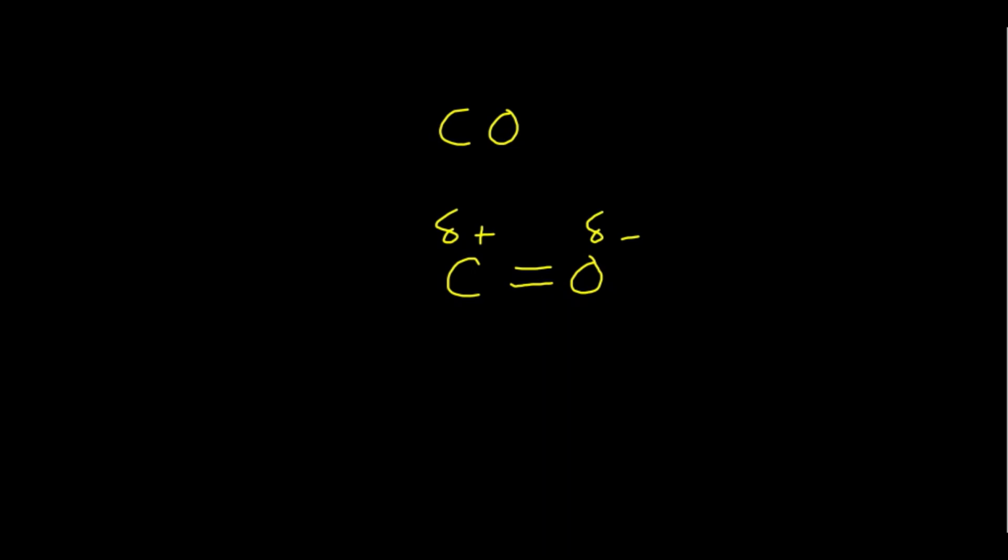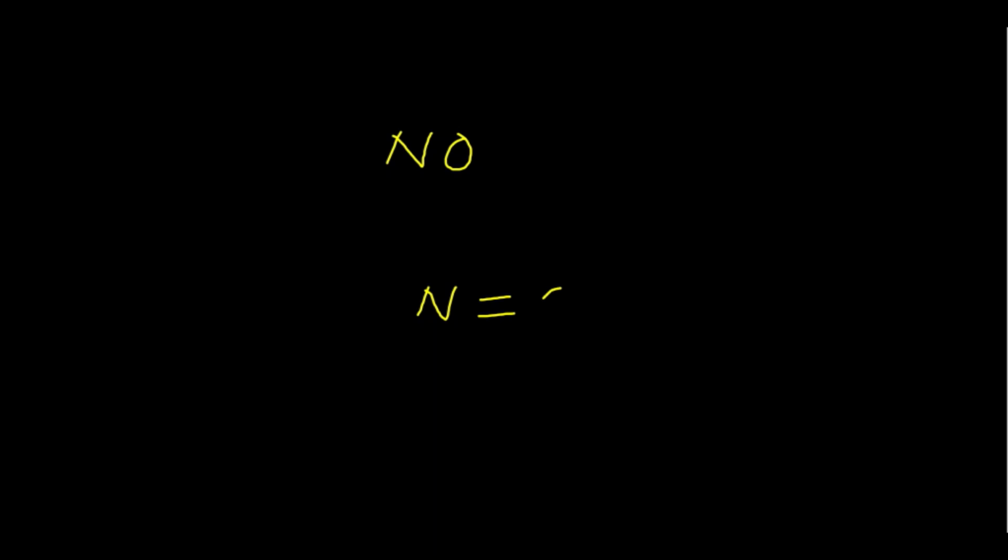Similarly, bonding in nitrogen oxide. In nitrogen oxide, NO, there is a double covalent bond between nitrogen and oxygen. Oxygen is more electronegative as compared to nitrogen, so shared electron pair is more close to oxygen as compared to nitrogen. So as a result, oxygen will have partial negative charge while nitrogen will have partial positive charge. So molecule is polar. I hope polar and non-polar covalent bonds are clear to you.